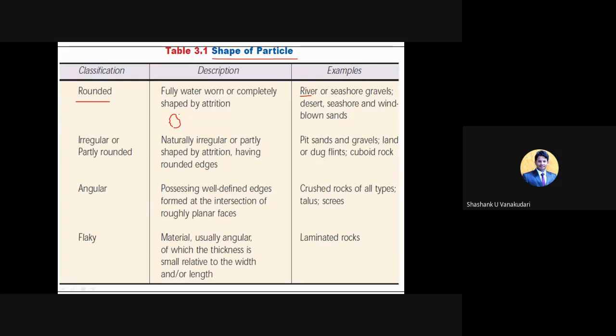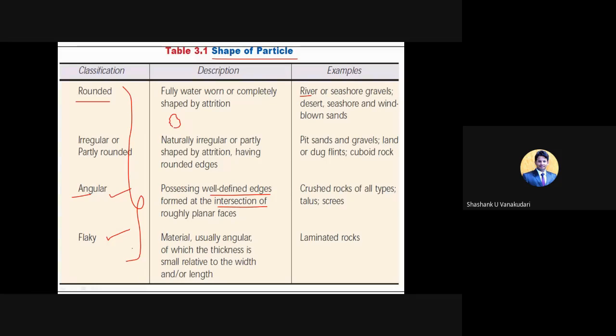So at that time we need to use other aggregates, like angular as well as flaky. They should have all these types of aggregates in the structure, so that it gives better bonding between each other. Angular in the sense it should have well-defined edges at the end of the structure, so that at the intersection it takes a major role, right? Intersection in the sense the bonding with the other ingredients.